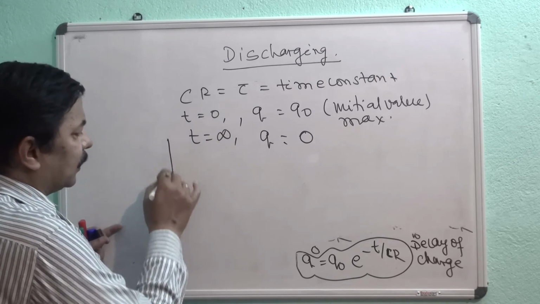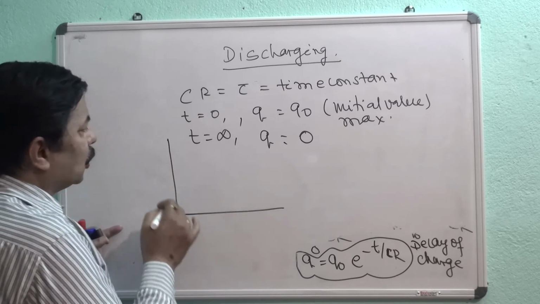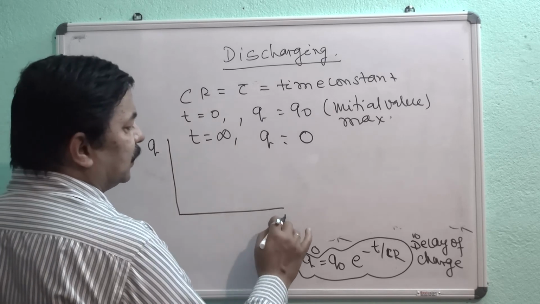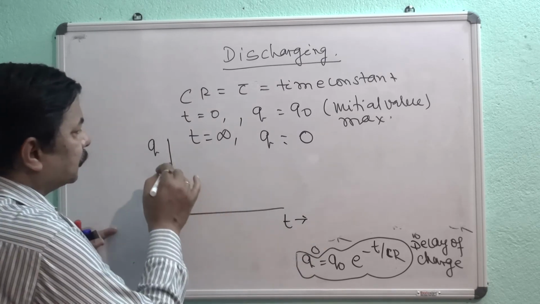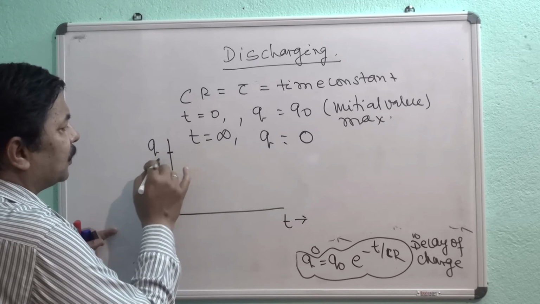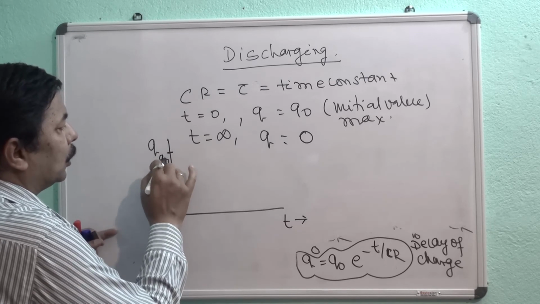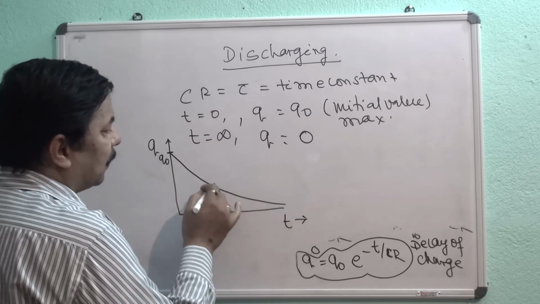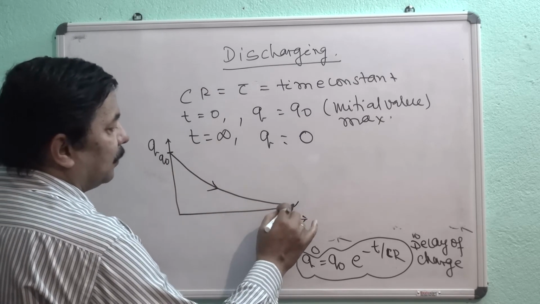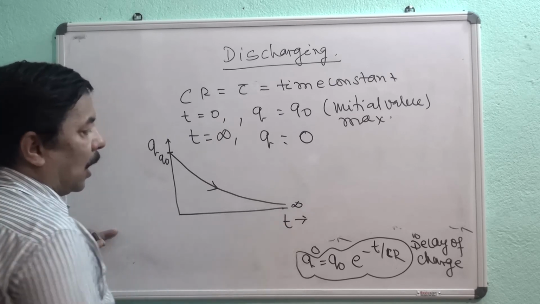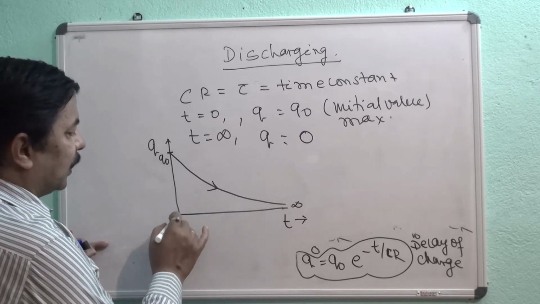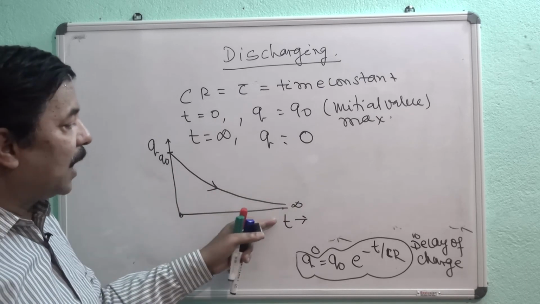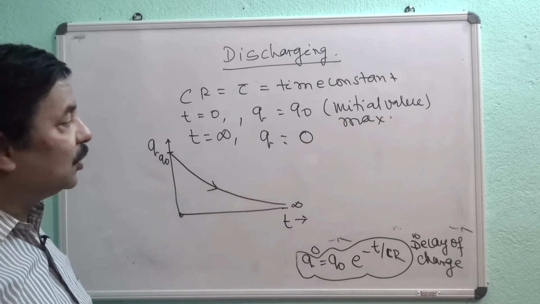If I take this on the graph, you will observe q is here, t is here, here is the maximum charge q naught. It is going to decrease in this exponential manner, you see, and it will meet at infinity. So here is the decrease, the charge is decreasing, and at time infinity it will become 0.